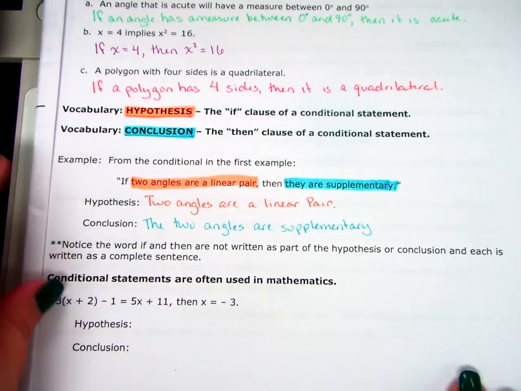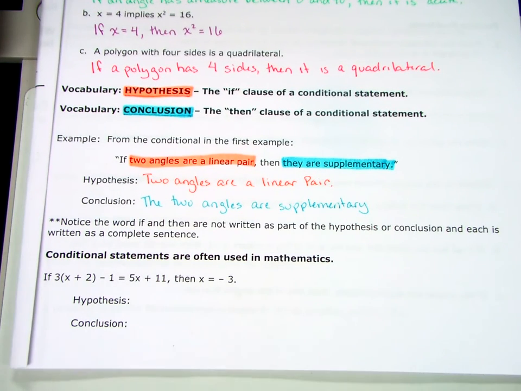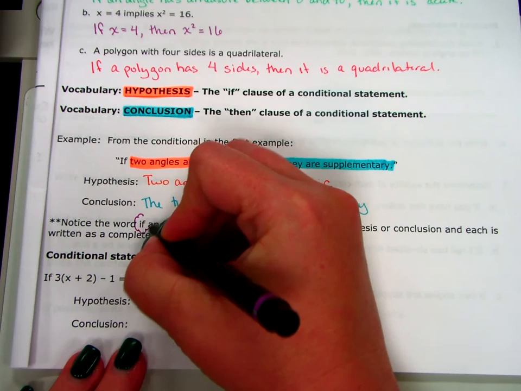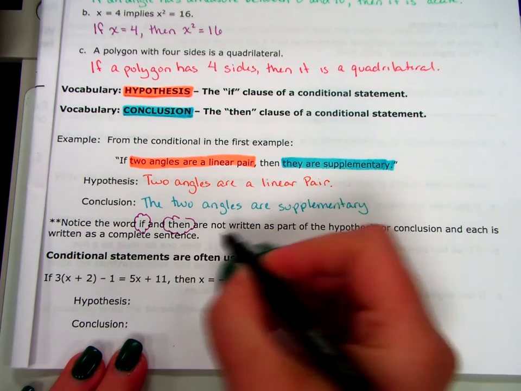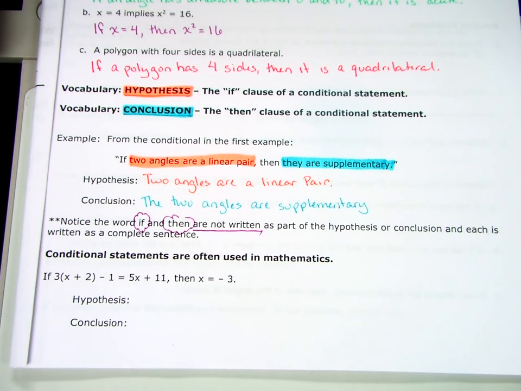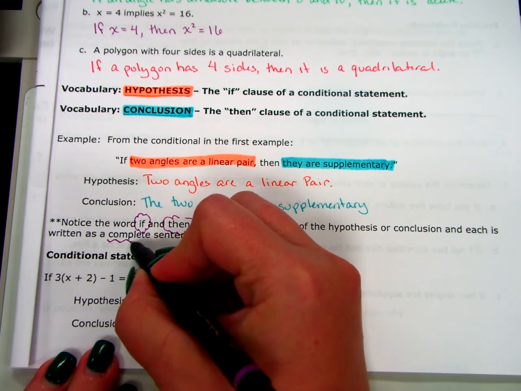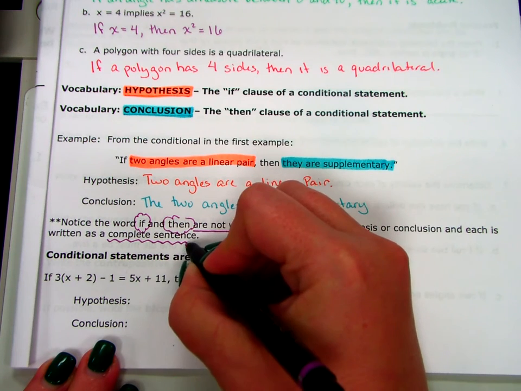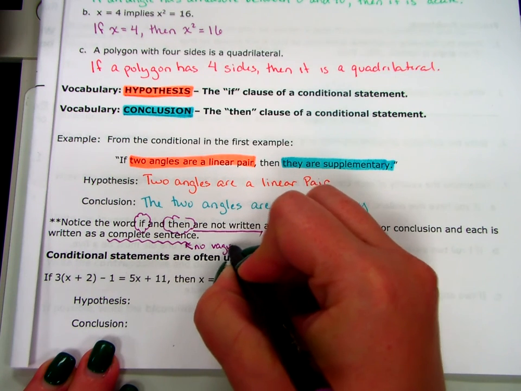Okay? So then this part right here is kind of important. It says, notice the words if and then are not written as part of the hypothesis and the conclusion. I didn't say my hypothesis is "if two angles are a linear pair." I'm just going to start with "these two angles are a linear pair." That's what I'm starting with, right? And then my conclusion is, what's the result? These two angles are supplementary. I don't write the if, I don't write the then. And then each one is written as a complete sentence. So, no vague words.